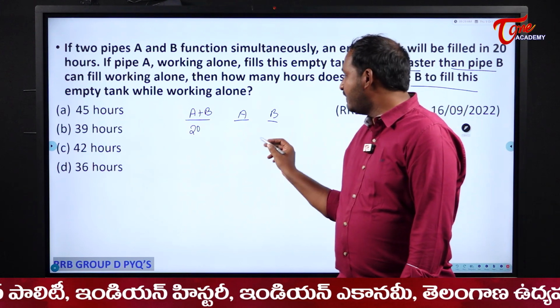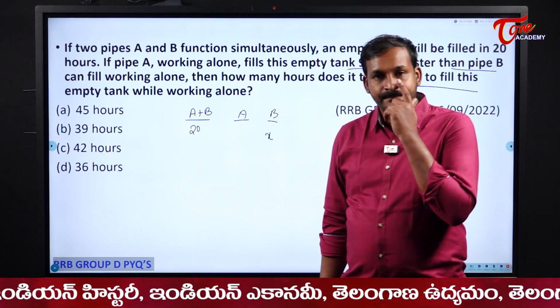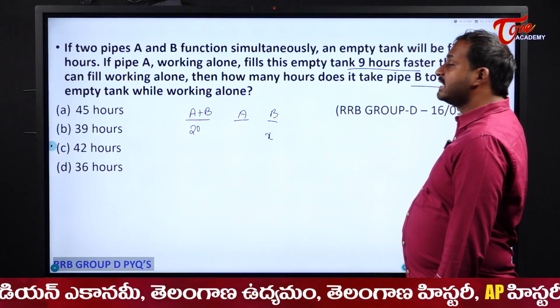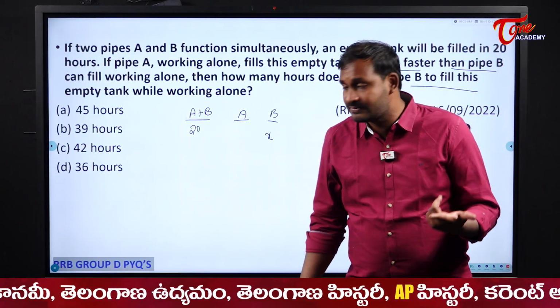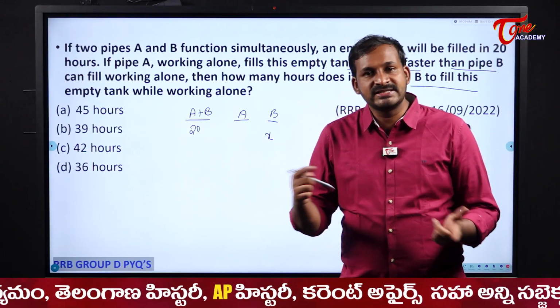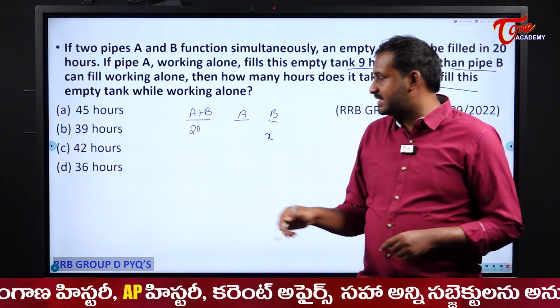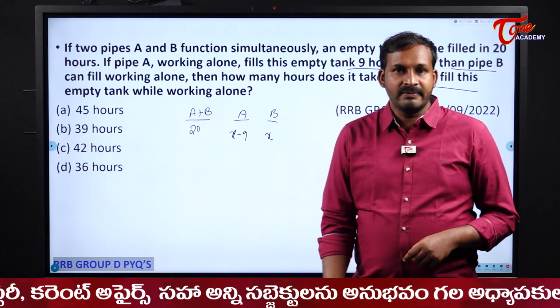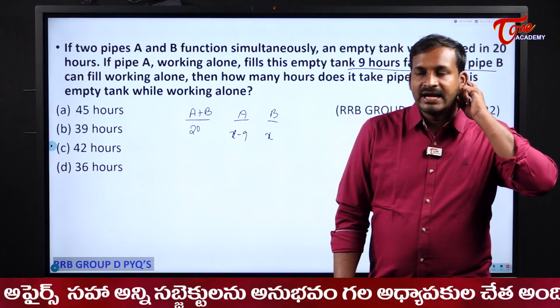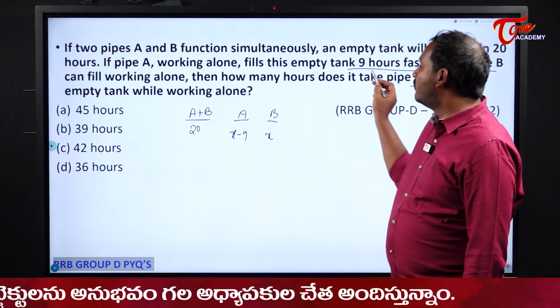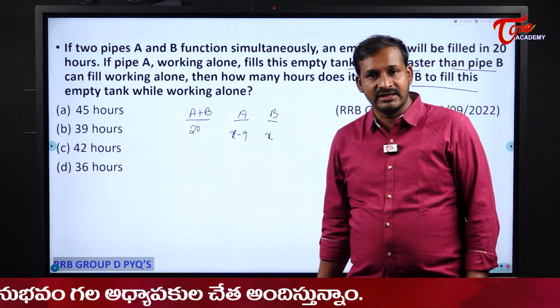So I will assume pipe B takes some x hours. Then what happens to pipe A? 9 hours faster means what? Whether you write x plus 9 or x minus 9, obviously x minus 9. Faster in the sense less time. So that means A will take x minus 9 hours of time. Okay. Now we need to find in what time B will fill the tank.